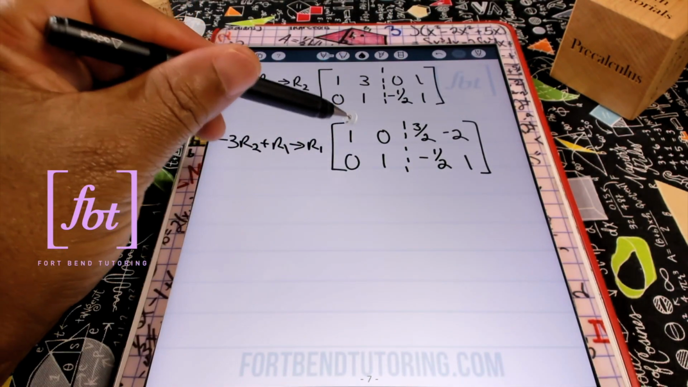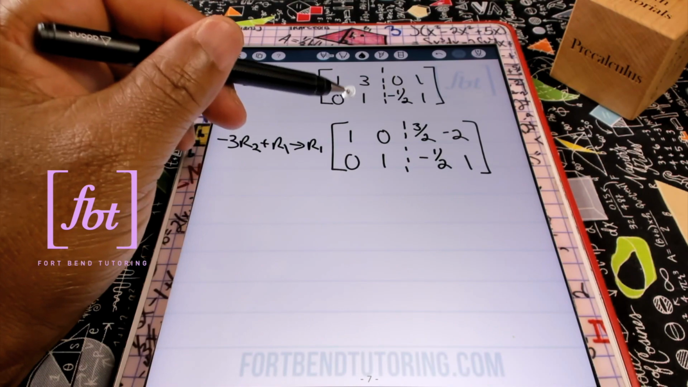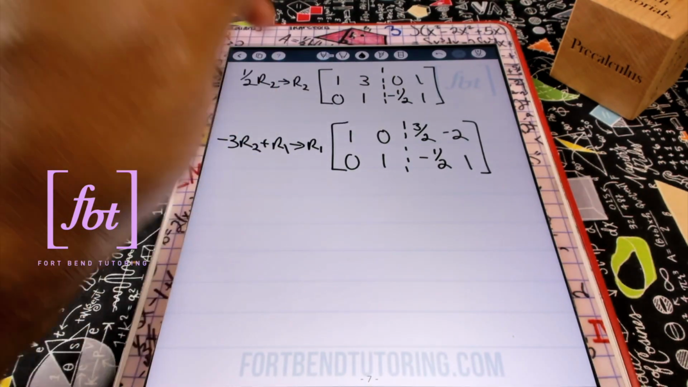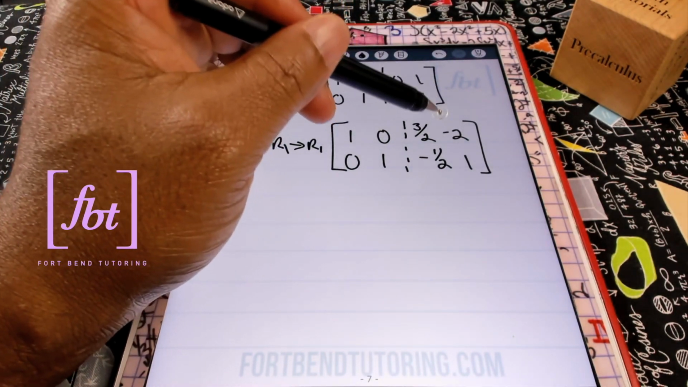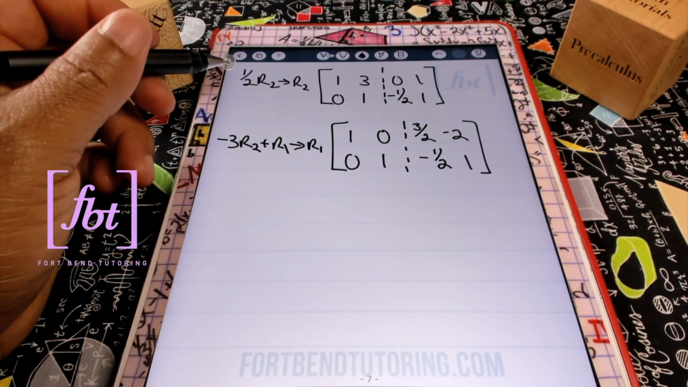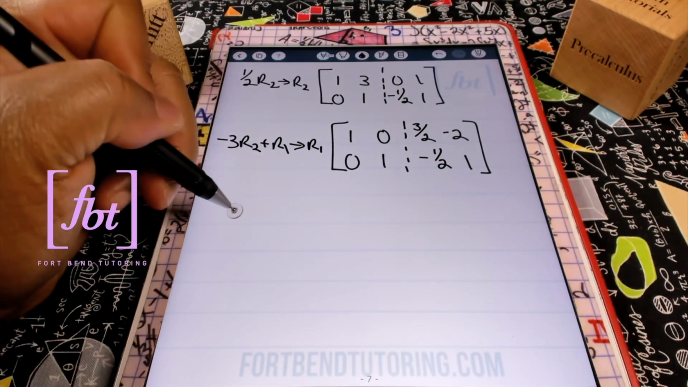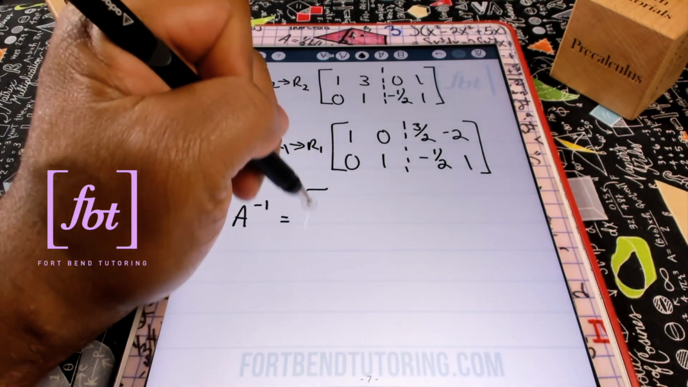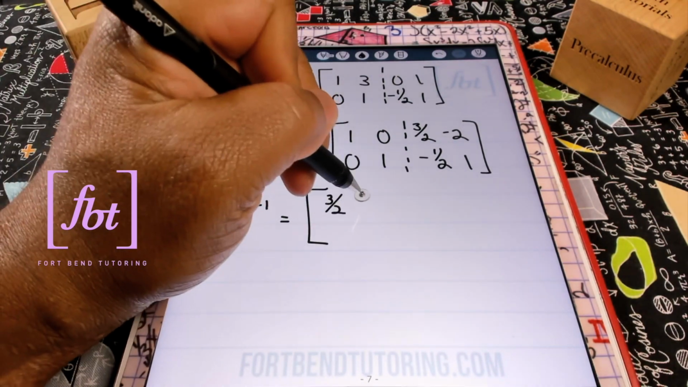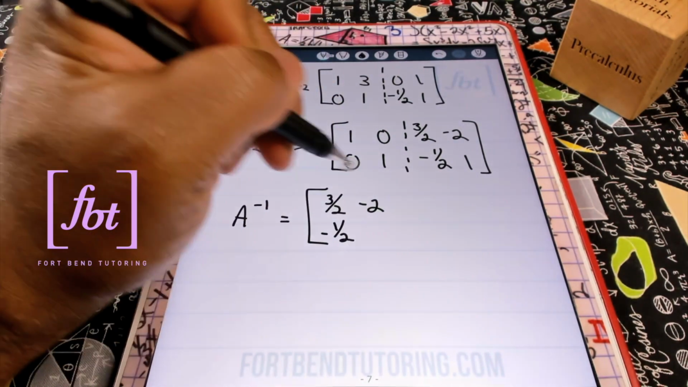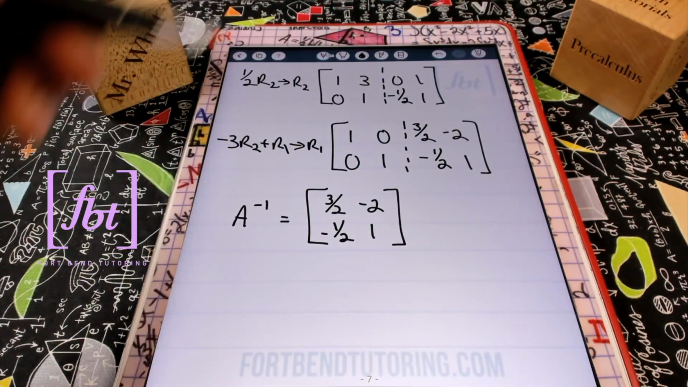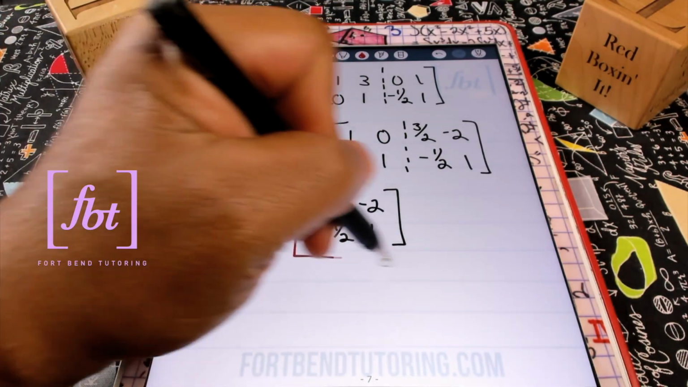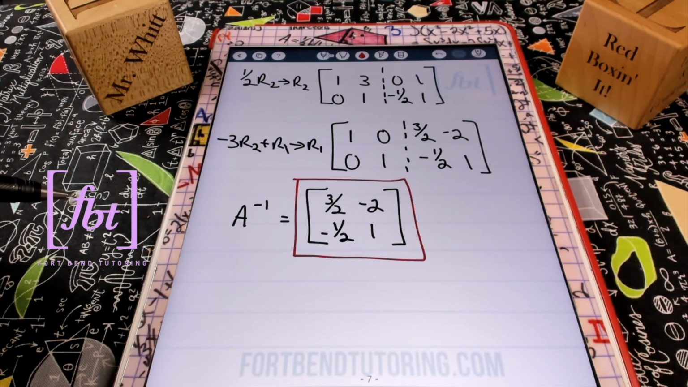Now that we have the left side as the identity matrix 1, 0, 0, 1, the right side of our augmented matrix is your inverse matrix. So that means A to the negative 1, the inverse of A, is equivalent to 3 halves, negative 2, negative 1 half, as well as 1. And this is our answer. Red box it. Just like that, people. So far, that's 2 methods for finding the inverse of a 2 by 2 matrix.